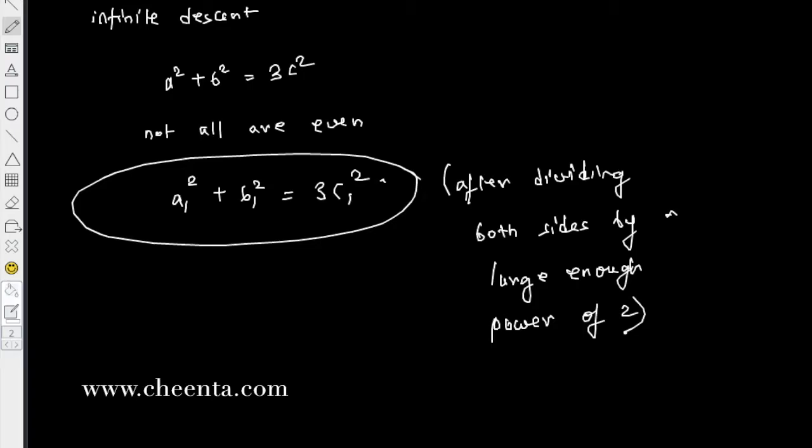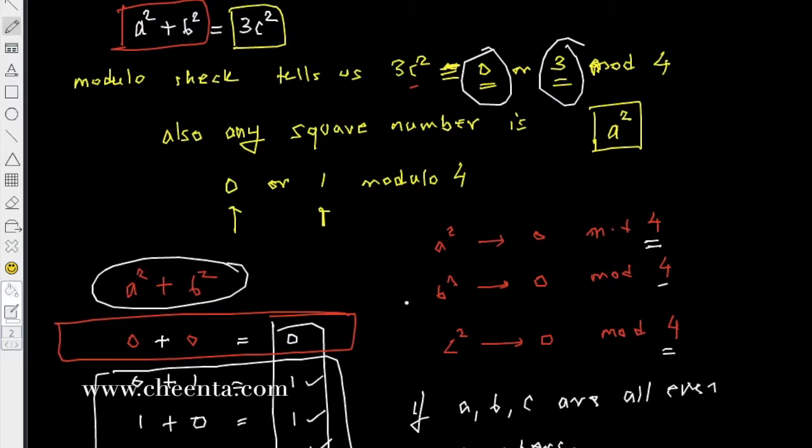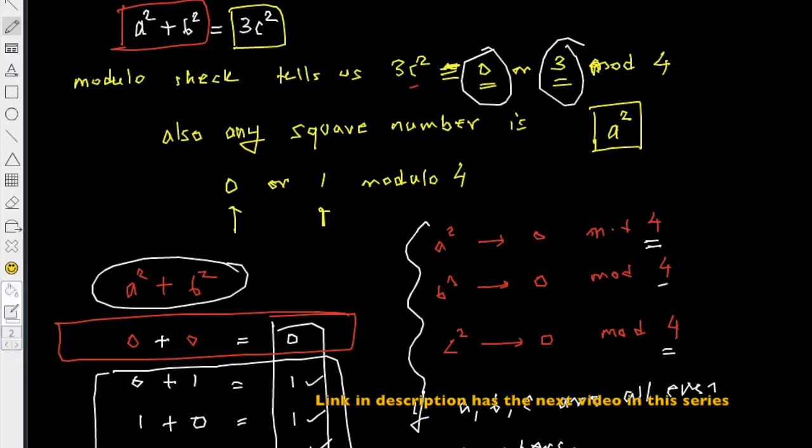we have three integers a1, b1, c1. Not all of them are even now, and that satisfies this equation. But we know that that is not possible. Why? Because whenever three integers satisfy that equation, they are all necessarily even by our investigation of modulo checks. So, in other words, there are no integer solutions to this equation.